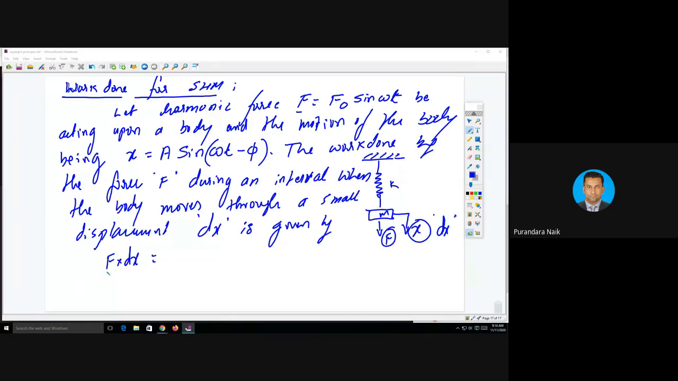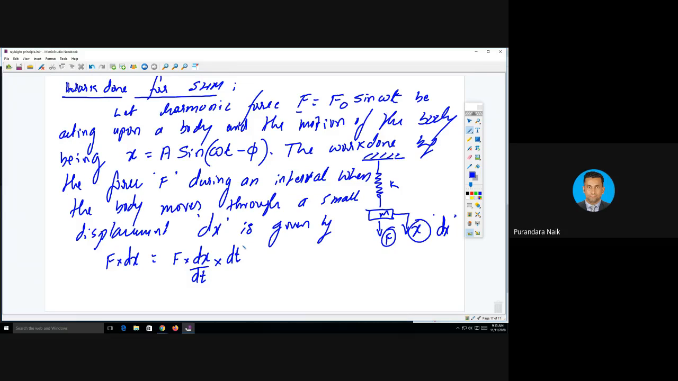F into dx, that is the force applied times the displacement, is equal to, I can rewrite this equation, F into dx by dt into dt. So I have divided and multiplied by dt. So this is my work done equation.